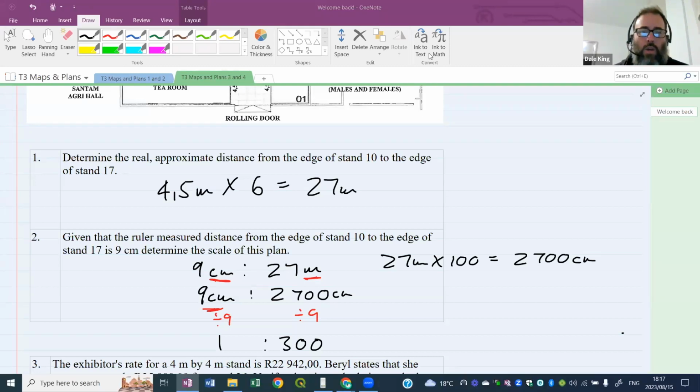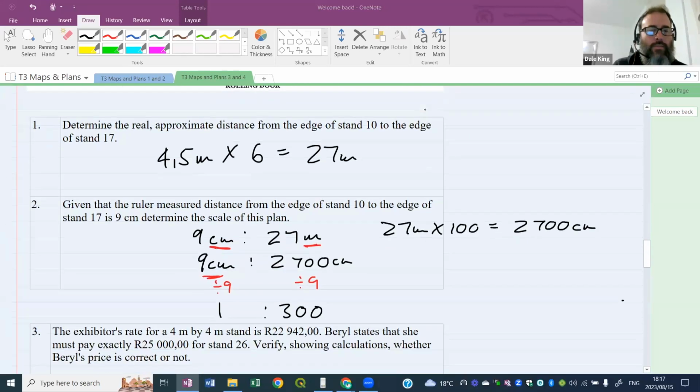So this question of determining the scale of a map is a common one. Just remember, you need a ruler measurement, all right? So you need a ruler measurement, and you need a map measurement. Those are the two things you need. Please remember that, okay? All right, let's move on to question three.